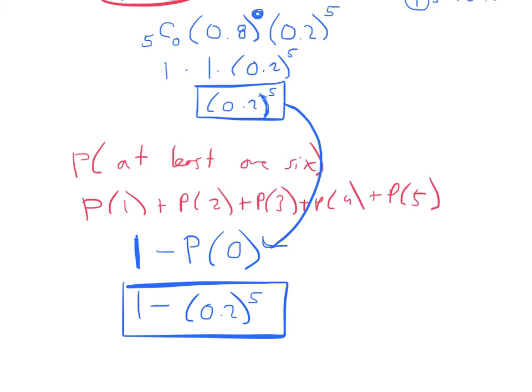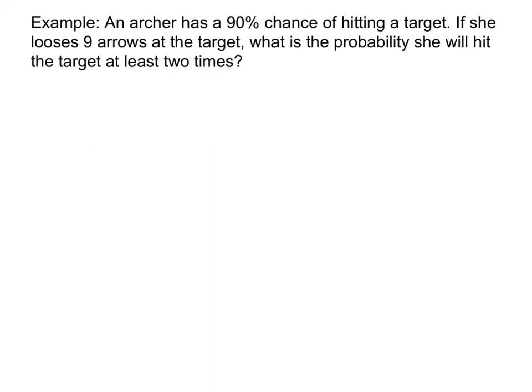Okay. I think I've got one more example for us to look at, so we'll jump over and look at that briefly before we move on. Okay, so an archer has a 90% chance of hitting a target. If she looses 9 arrows at the target, what is the probability she will hit the target at least 2 times? Okay, I'm not actually going to solve this problem. I'm just doing this in preparation for the next video, which talks about calculator usage.